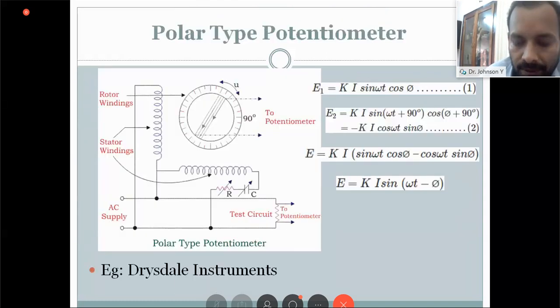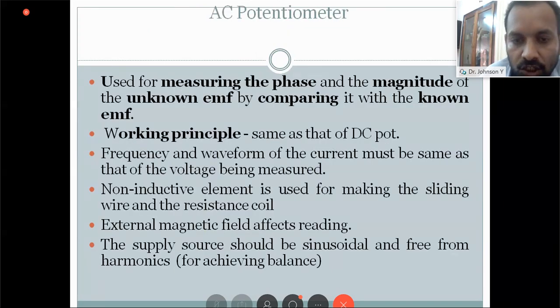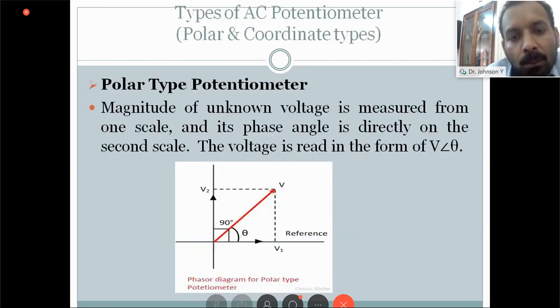Okay, then this AC potentiometer is of two types. One is polar and the other one is coordinate type. Both are very important. First we discuss the polar type potentiometer.